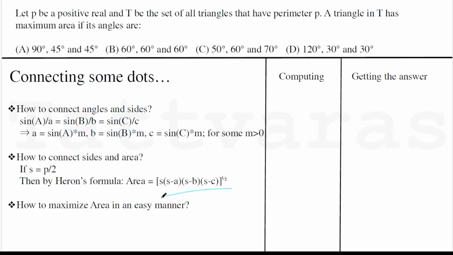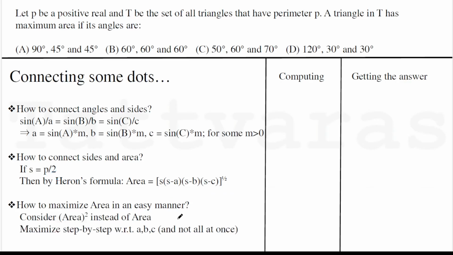And this is something that we have to know before we enter the exam. This formula, Heron's formula, gives the area with respect to the sides. Here s is the perimeter divided by 2. And how do we maximize the area in an easy manner? We can consider the square of this, because then the square root is removed. That's because it's non-negative, so if you have to maximize this, then it's the same as maximizing its square.